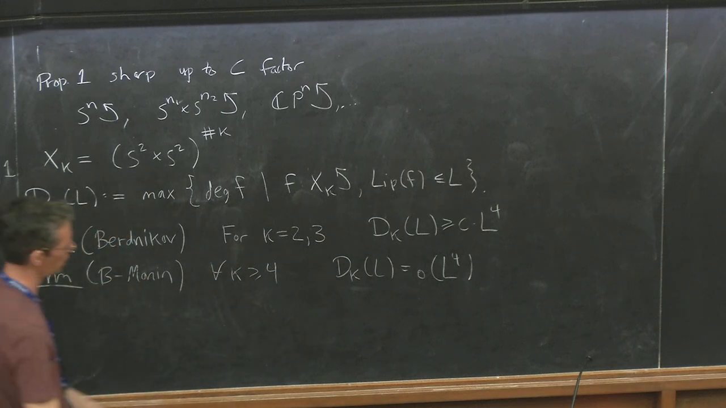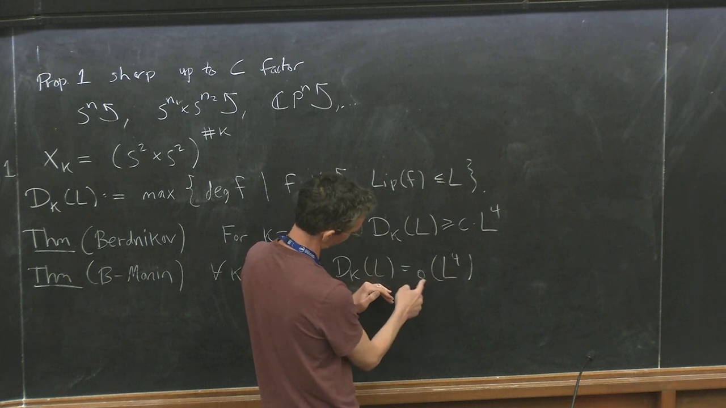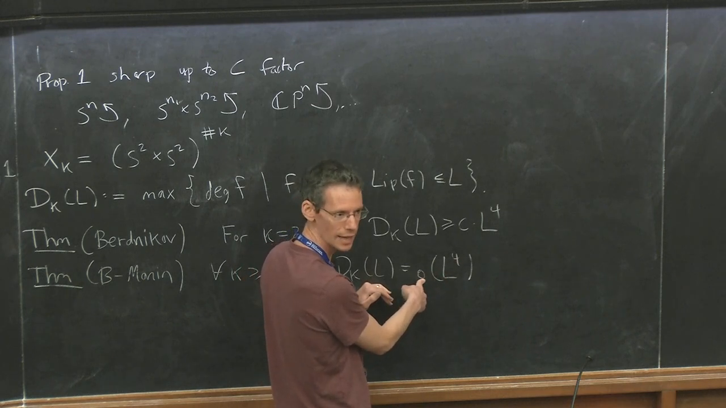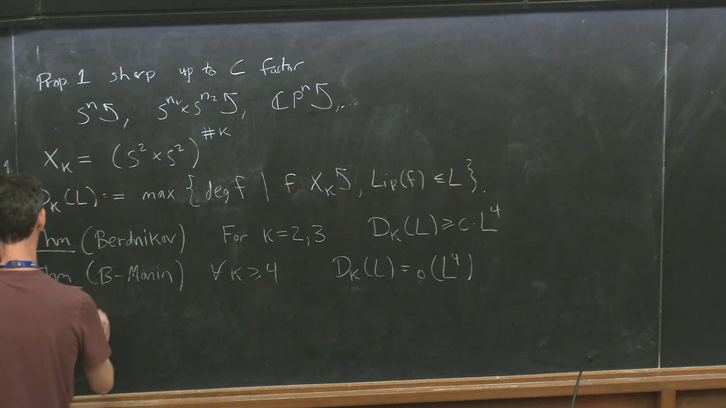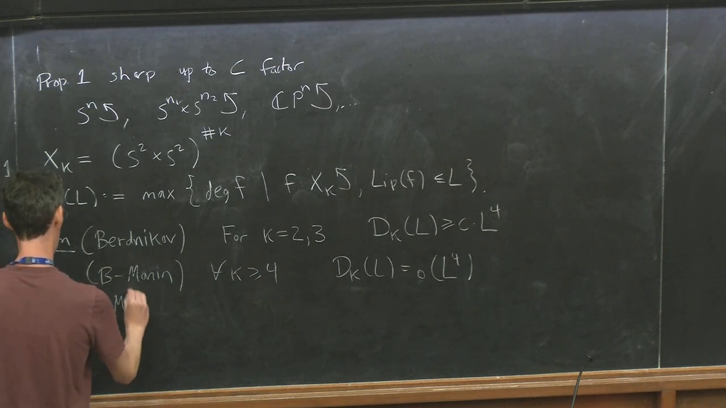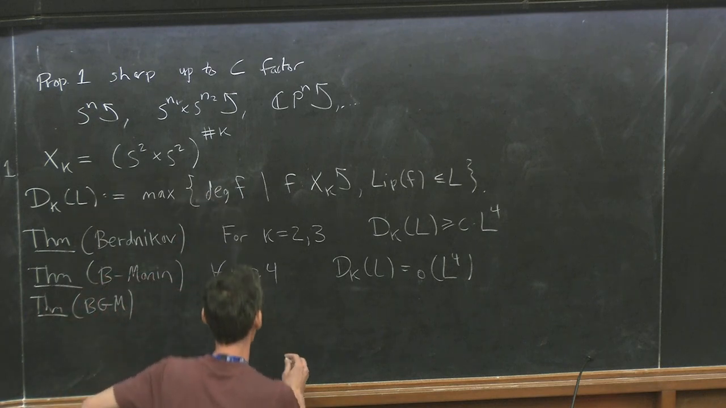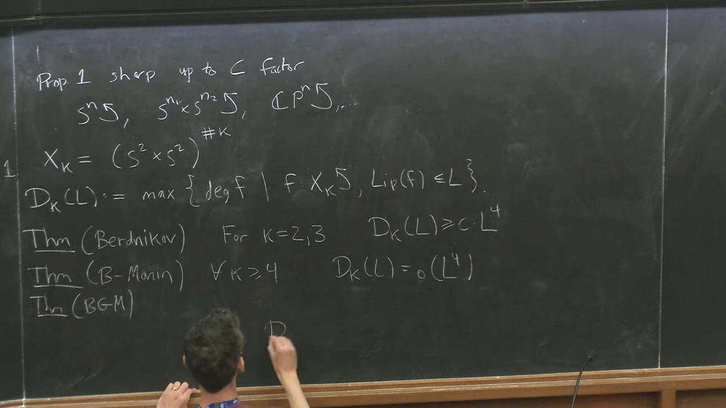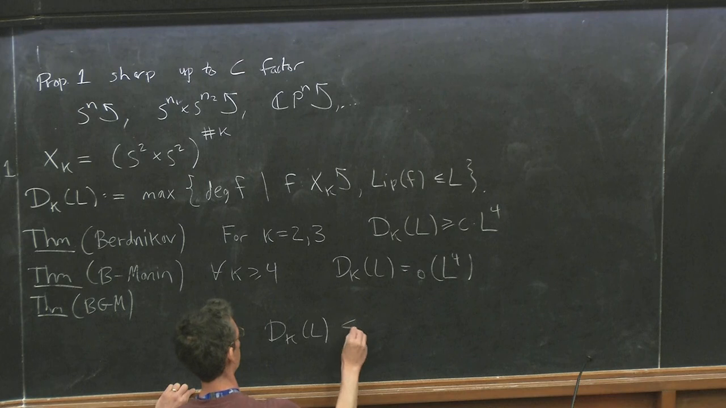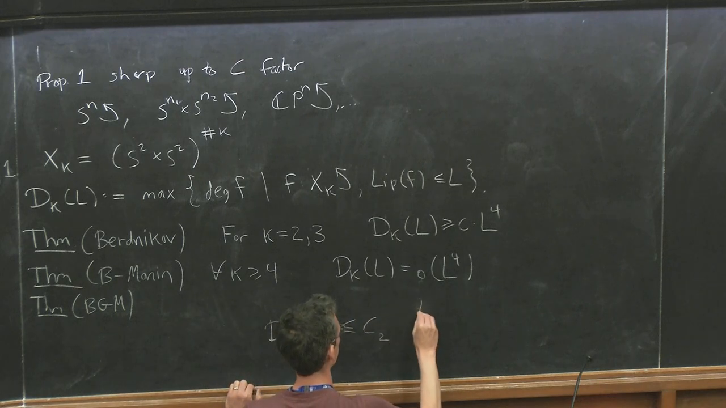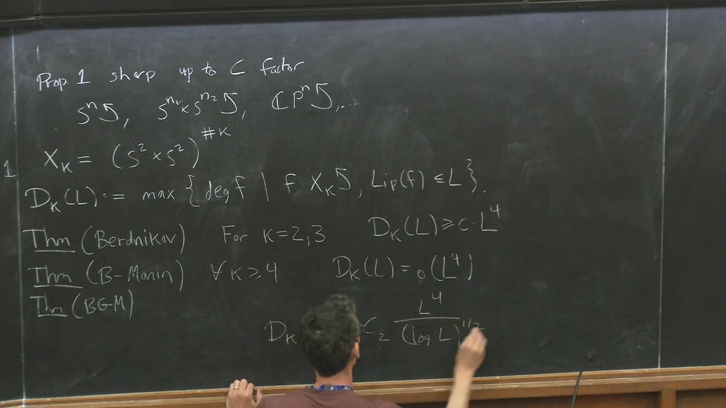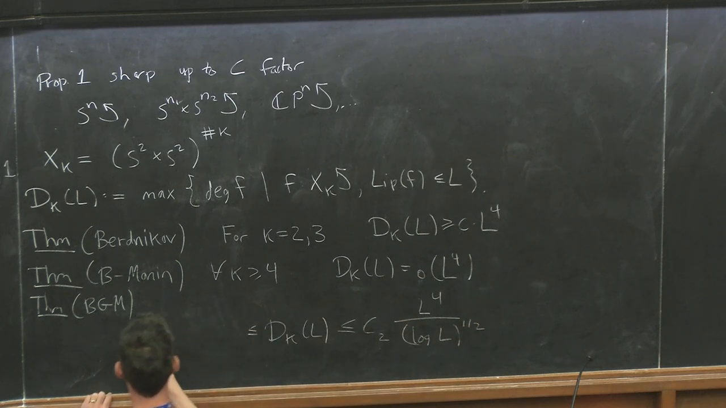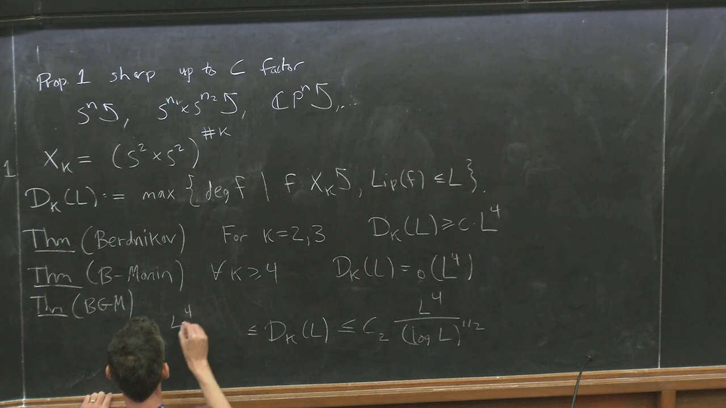Okay, and then we worked together on understanding better, more quantitatively, what this little o is like. And we pinned it down decently. So the three of us together proved that d_k of L is in some range. It's less than a big constant times L to the fourth over log of L to the half, and it is more than a little constant times L to the fourth over log of L to the fourth.